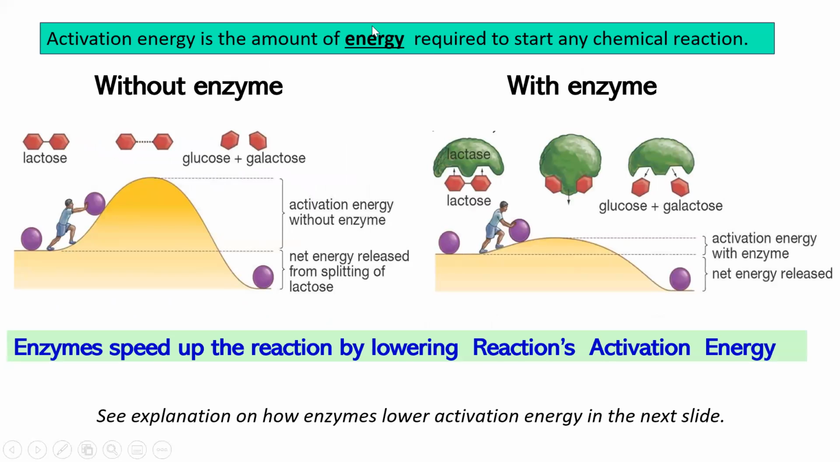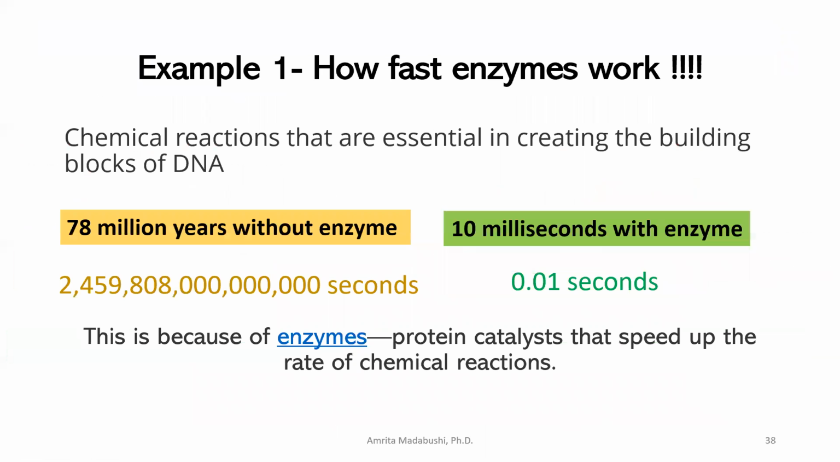So what happens without an enzyme? Like I said, it takes like forever to do the task of breaking lactose into glucose plus galactose. But with an enzyme, that task becomes small and you can quickly get glucose plus galactose. And that is what happens when you lower the activation energy. It's exactly the role of an enzyme, to lower that activation energy. And see the explanation on how enzymes lower activation energy. We're going to take a look at that.